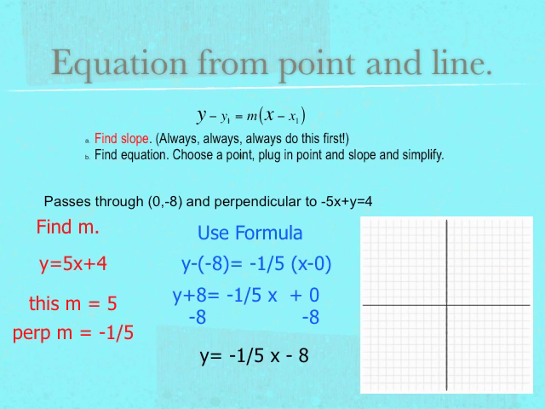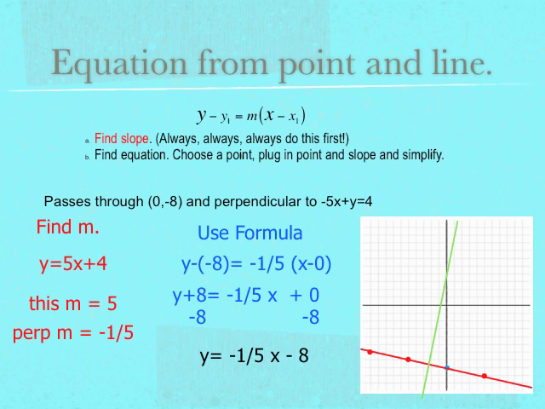Let's graph it to make sure that it looks okay. My slope is down 1 over 5. And there's my line. Checking it against the information given, it passes through (0, -8). Yes, that's the blue dot. And it's perpendicular to y equals 5x plus 4. That's just kind of a bonus to graph it. You don't need to graph that green line, but they do look perpendicular, so that's kind of just checking.